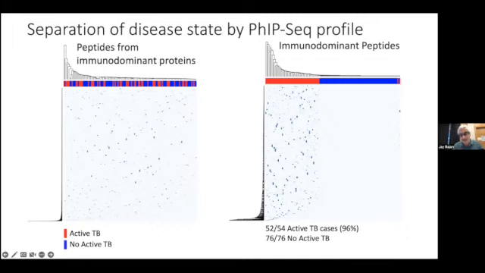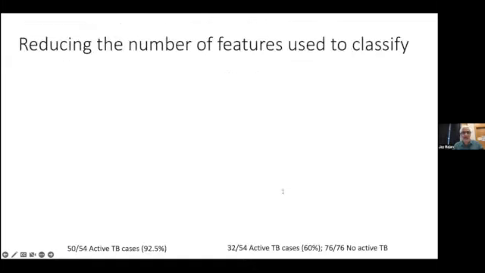And then all of the people without TB also clustered together. So, you know, pretty promising data.